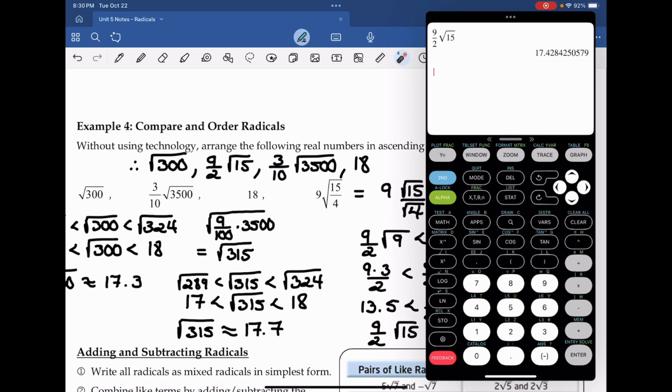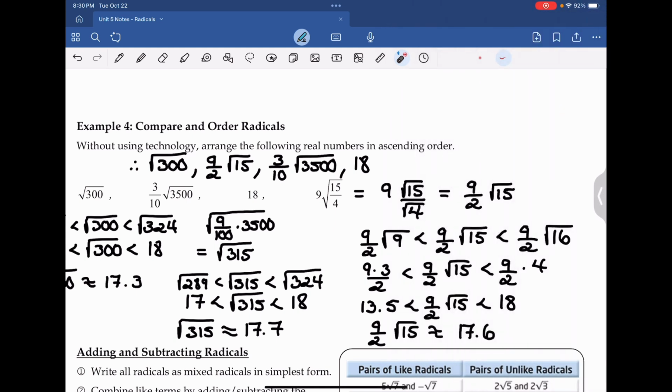I'm okay with that. The other one we want to test is our square root of 315. Our square root of 315 is equal to 17.7. Hey, look, we're right on the dot with that one. So we actually didn't do half bad. The other one we want to check is the square root of 300, which is 17.3. Hey, we got it right on the nose.